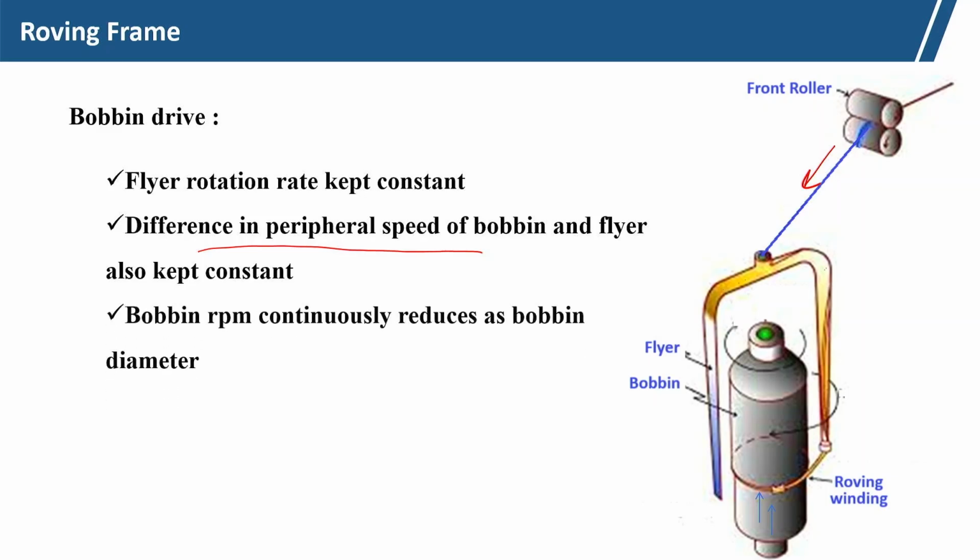So, bobbin RPM is continuously reduced in case of bobbin leading, as this picture shows. It is a bobbin leading mechanism. We can have flare leading also, where the flare rotates at higher speed than the bobbin, but in bobbin leading, the bobbin rotates at higher speed than the flare. So, the bobbin's RPM has to be reduced continuously with the increase in diameter.